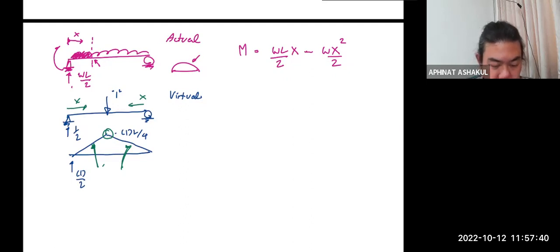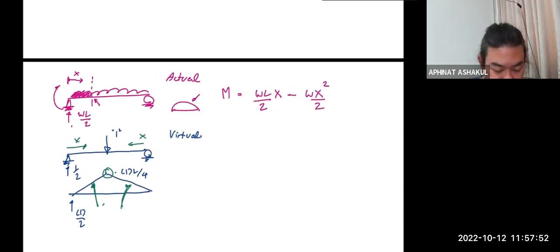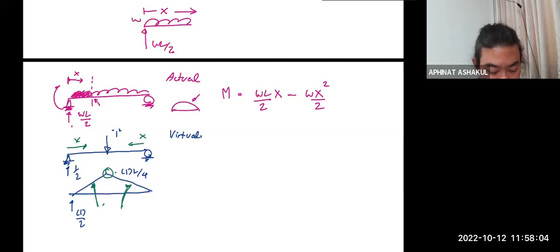If you cannot see this, you need to draw the free body diagram right there. But you know, I can see it, but I don't have to. But if you really have to, this should be your free body diagram. X, WL over 2. That's W. Okay, and you take the moment at this location.